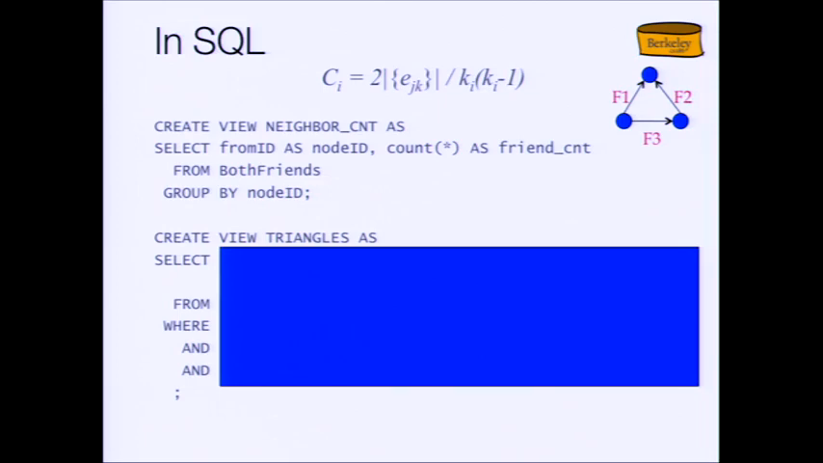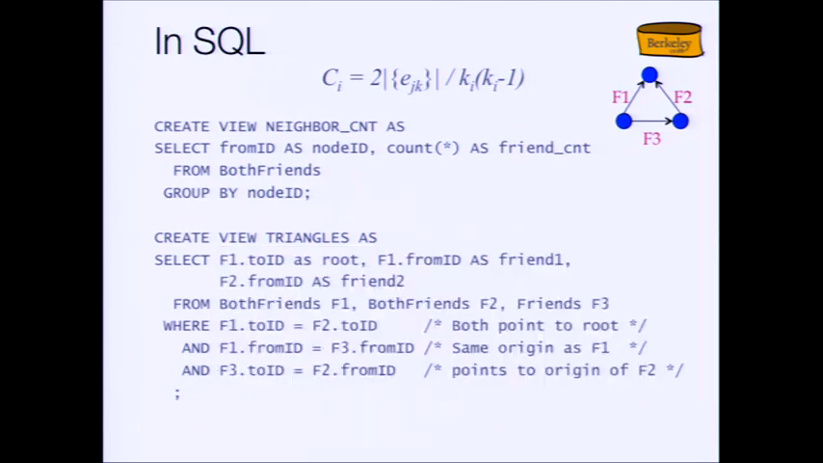We're going to take that edge relation, we're going to use it 3 times. So it's a 3-way self-join. But instead of forming chains now, we're going to form triangles. So here's how it looks. F1.toID, that's this end of the arrow. We'll call that root. F1.fromID, we'll call that friend 1. Alice is friend 1. F2.fromID, we'll call friend 2. And then it's both friends F1, both friends F2, and then this one, so we don't care actually. Does this make sense? Okay. And then we'll have friends F3.